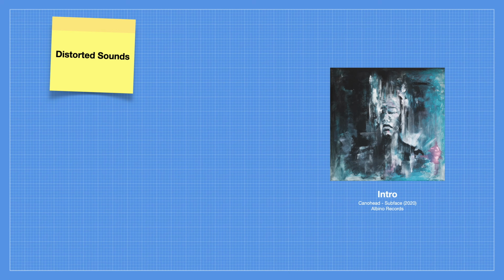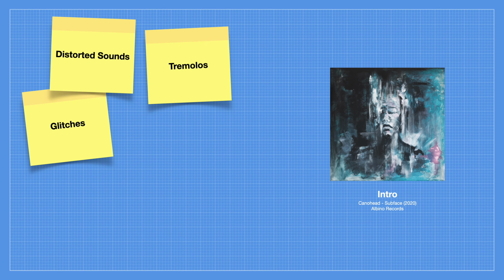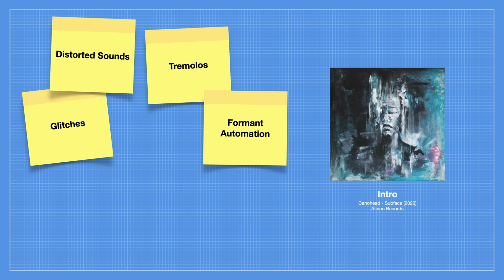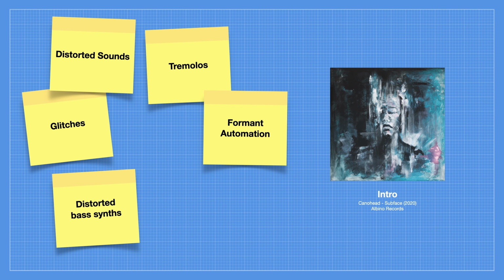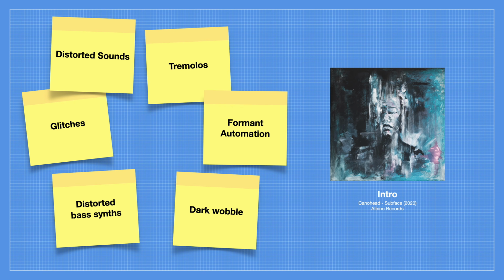Whatever you put first on your record or in your show will influence how your listener experiences every single song that comes after. So if your opener doesn't do a good job of framing what you have to offer, that's a problem. You want to avoid this by picking sounds and making musical choices that match the vibe of the rest of your music. For example, on Subface, I use a variety of distorted sounds. There's tremolos and glitches, and I automated the formant of the vocals, which gives it a kind of horror vibe. Distorted bass synths come in, there's a dark wobbling sound like a hastened heartbeat, and the overall tone is uncomfortable and tense.